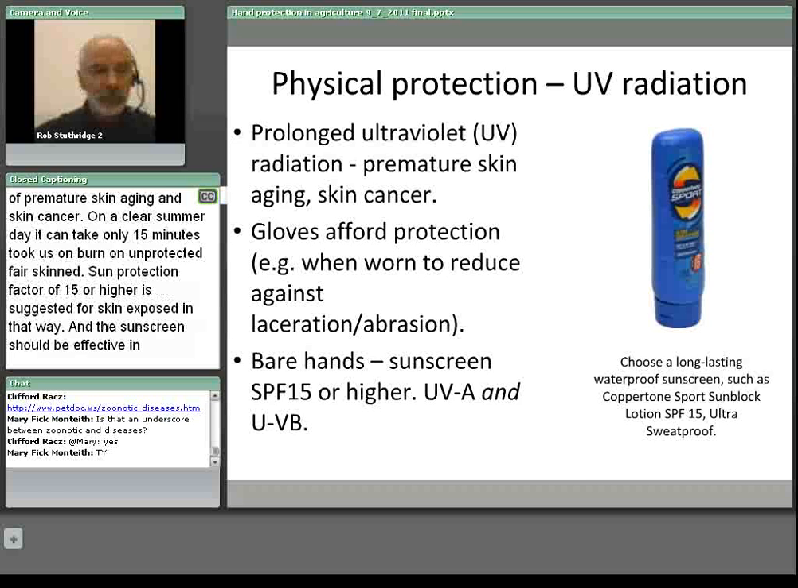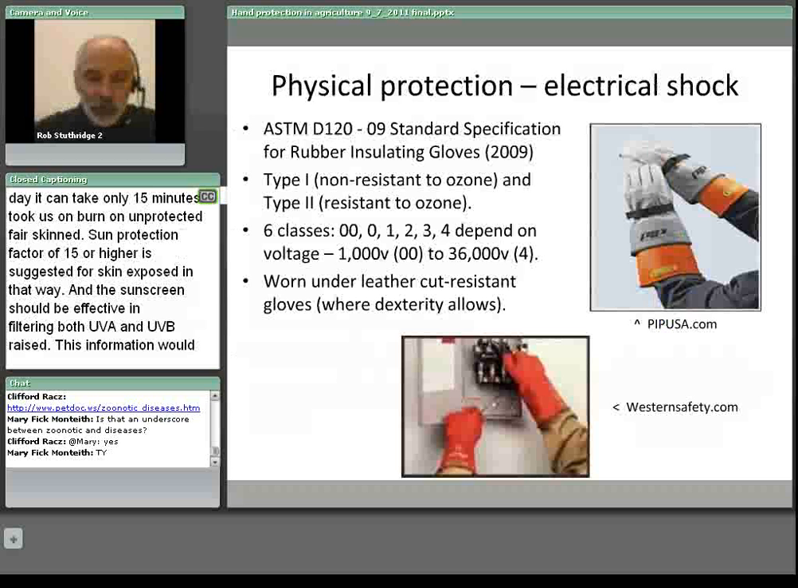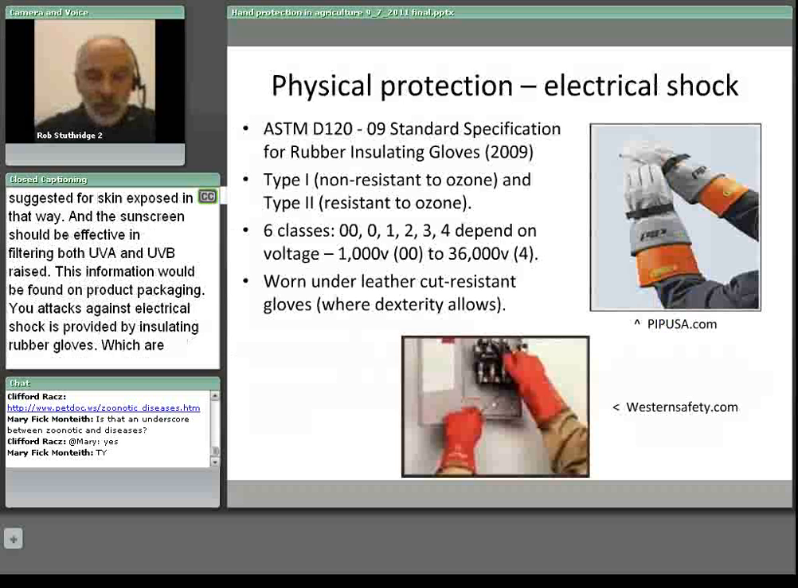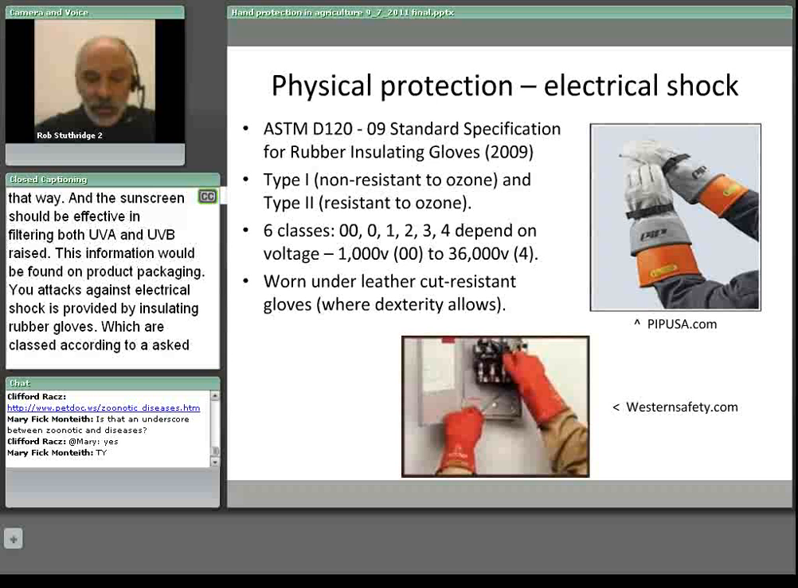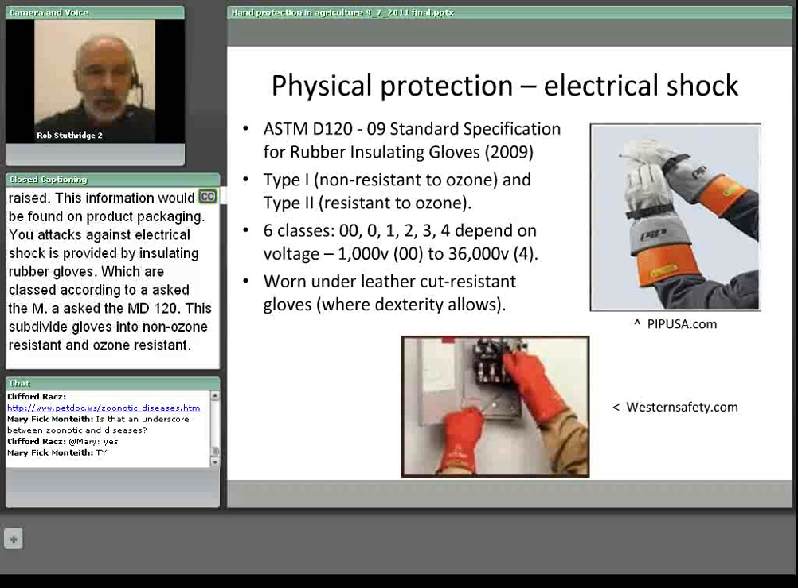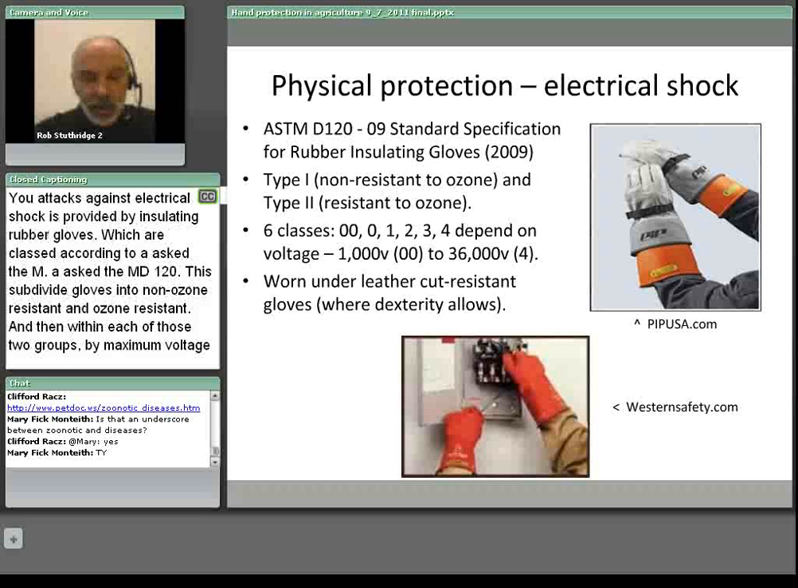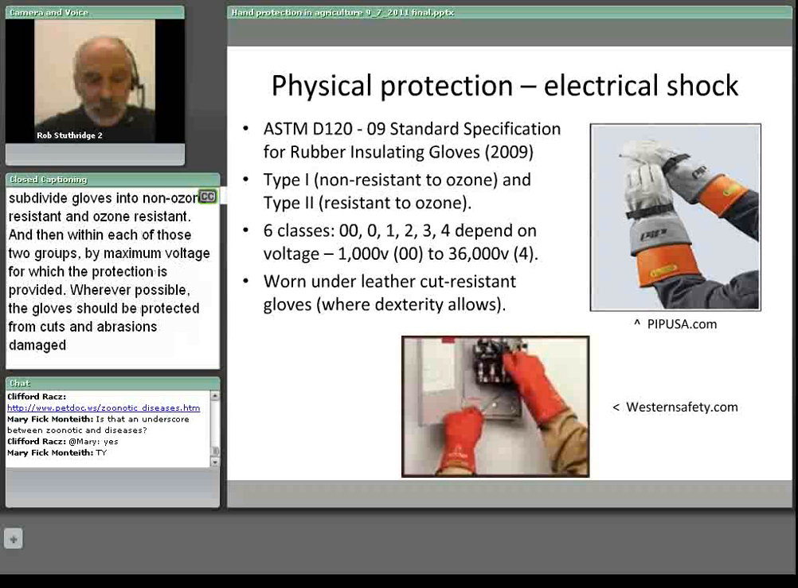Protection against electrical shock is provided by insulating rubber gloves, which are classed according to ASTM D120. This subdivides gloves into non-ozone resistant and ozone resistant, and then within each of those two groups by maximum voltage for which the protection is provided. Wherever possible, the gloves should be protected from cuts and abrasion damage using a leather overglove, a gauntlet style of overglove. But for some tasks that require more dexterity, the rubber glove alone can be used.